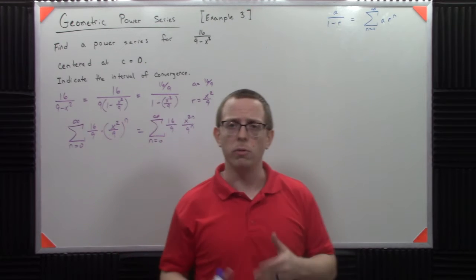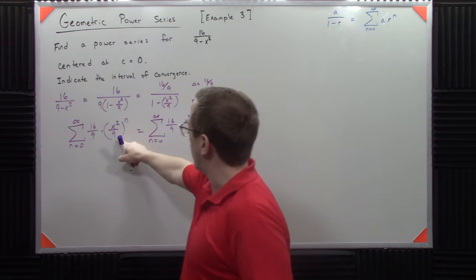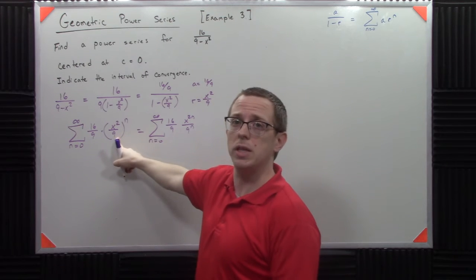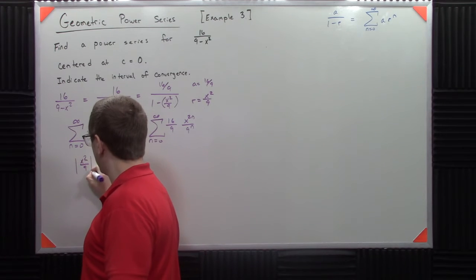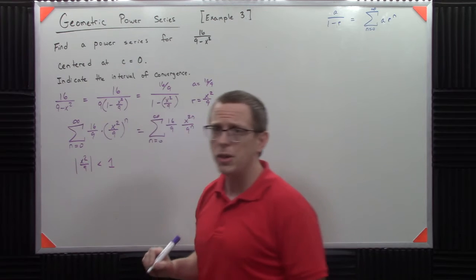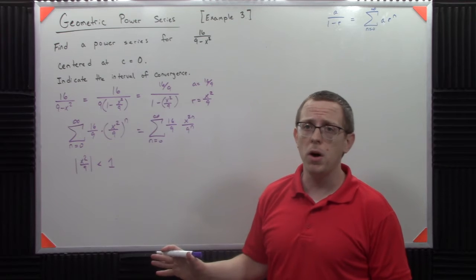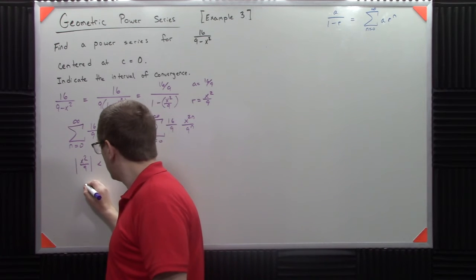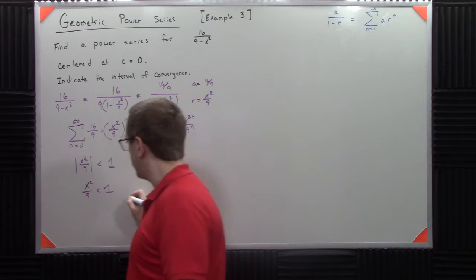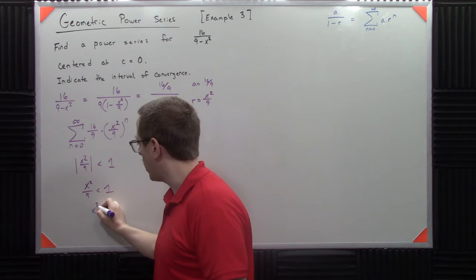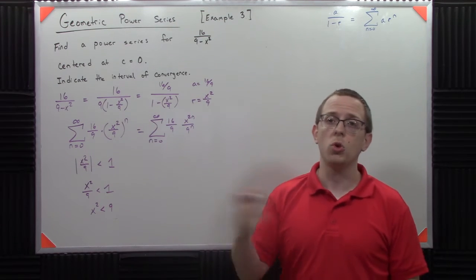Now we need to find the interval of convergence. This one's going to be a little trickier because the magnitude of this has to be less than 1. So the magnitude of x squared over 9 has to be less than 1. Now here's the thing. X squared over 9 is always positive. So now I have x squared over 9 is less than 1, so x squared is less than 9.